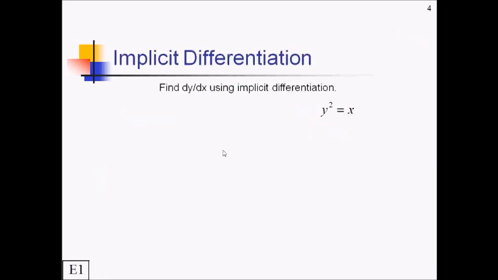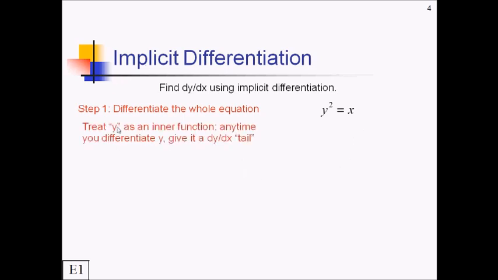In order to differentiate implicit functions, we're going to use something surprisingly called implicit differentiation. The key to this is we're going to differentiate the whole equation, not just the right side like we've been doing up to this point. And when we differentiate anything with a y in it, we are going to treat y as an inner function. Anytime we differentiate y, we're going to take the derivative of y, which is just dy dx.